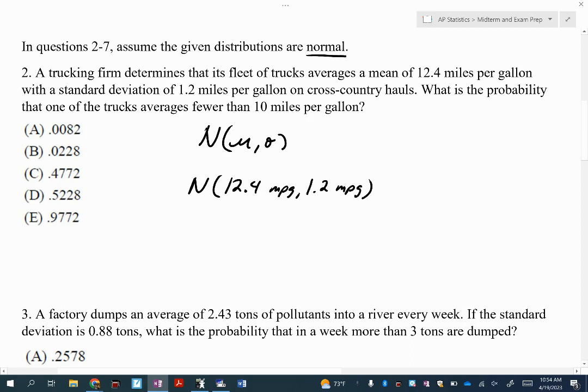It says, what is the probability that one of the trucks averages fewer than 10 miles per gallon? So this is a question of, I'm going to find a z-score. I'm going to standardize that number of 10, and then use my calculator, draw my sketch of my normal model to find the area under the curve. All right, so first off, do you guys remember the formula?